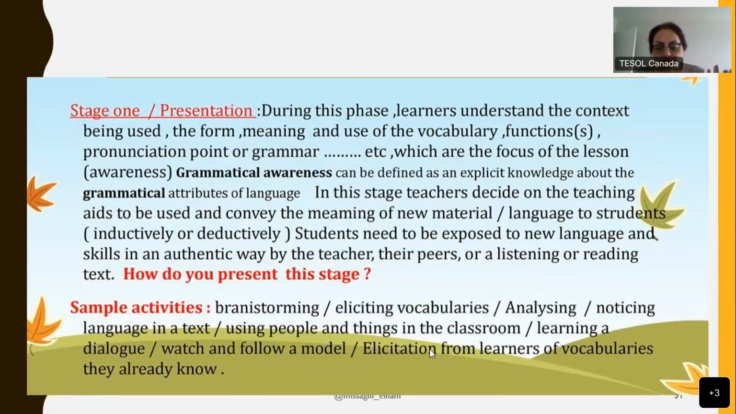So like I mentioned here some examples like brainstorming, eliciting vocabulary, analyzing, noticing the text, asking them to look at the text and the pictures. You start talking about the people and their experience. You have a dialogue, or watch or follow the model, or watch a short video. Okay, how do you present?